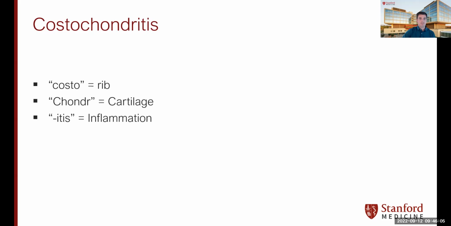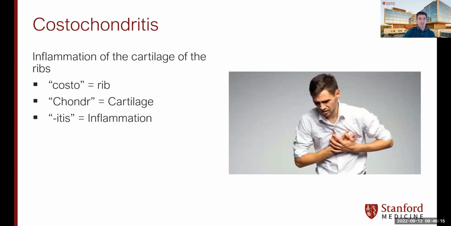Yeah, so this is a difficult one. So costo is rib, chondro is cartilage, and itis is inflammation. So costochondritis is inflammation of the cartilage of the ribs and is one of, if not the most common cause of chest pain. So when people come in with chest pain, we often try to differentiate why they're having chest pain. Is it a heart attack? Is it a pulmonary embolism? Or is it just costochondritis? And there are a number of tools that we use to think about this. But it's an important term to know.